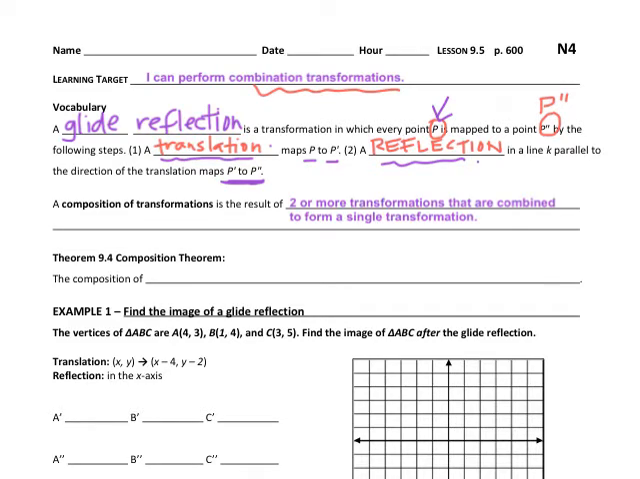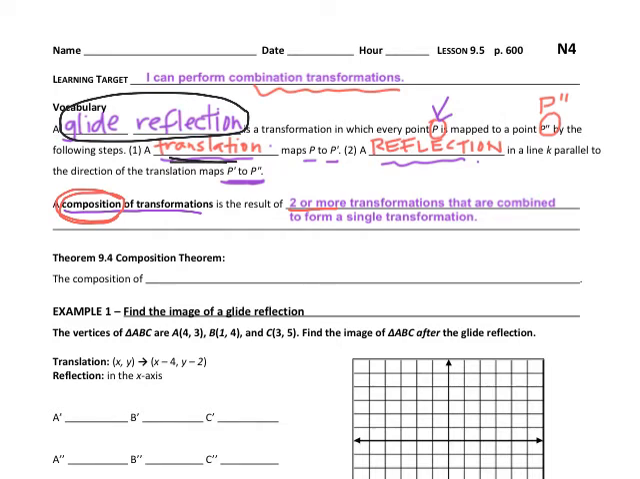The second vocabulary term that we have here is a composition of transformations, and that just means that we are doing two or more transformations combined to form a single transformation. So the composition is the word that we're talking about when we're combining two or more transformations into a single transformation. The single transformation that we're going to focus on first is going to be the glide reflection. And just remember, the word glide kind of represents the word translate. Okay, so we're just moving the figure.